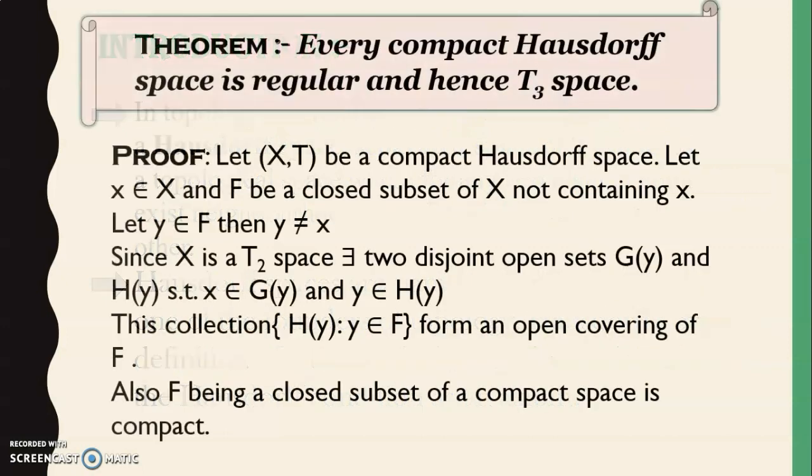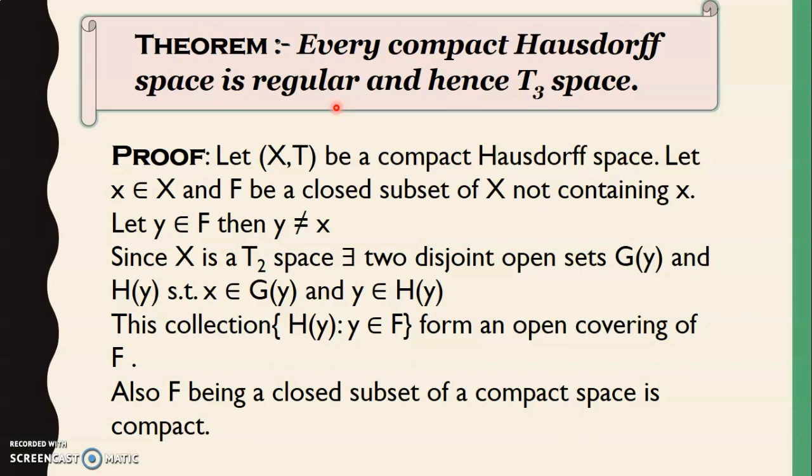Now, I would like you to focus on the theorems. Here is the first theorem, in which we are going to prove that every compact Hausdorff space is regular and hence T3. Firstly, a topological space is said to be regular if and only if it satisfies an axiom. That is, if F is a closed subset of X and x is a point of X not in F, then there exist two disjoint open sets, one containing F and the other containing x. The question arises how to prove the theorem. So now let us concentrate on the proof of the theorem.